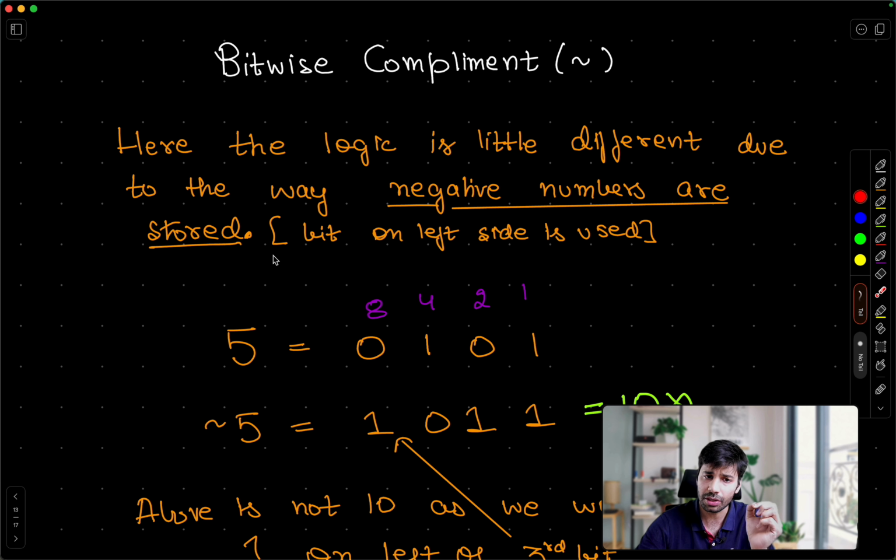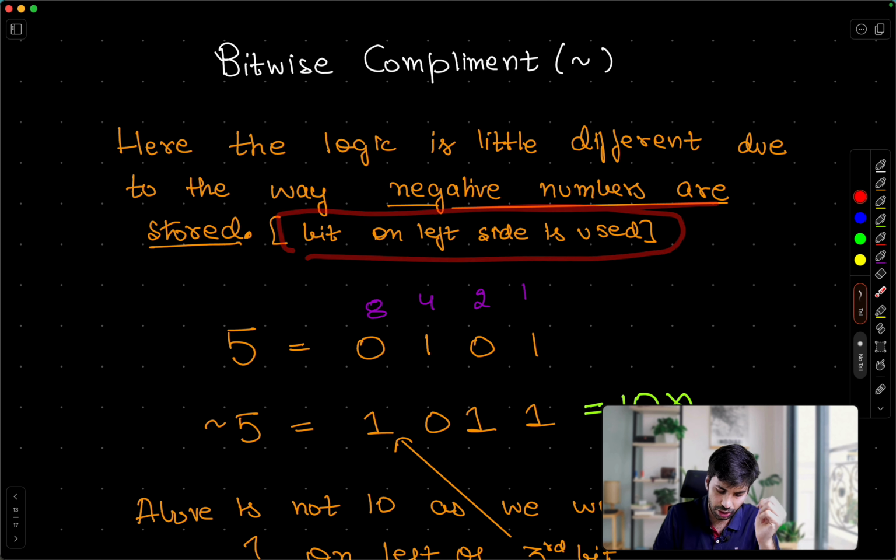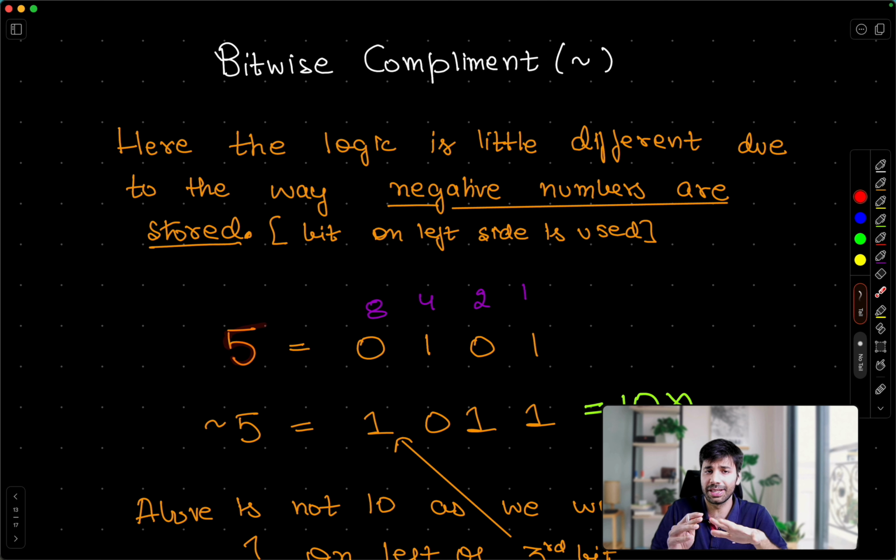Okay, so as I've written here, the logic is a little different due to the way negative numbers are stored. Okay, the bit on the left side is basically used. Now if we do complement of 5, complement is just basically switching, like 0 to 1, 1 to 0. That is what complement is. It is actually a not operator, honestly. Okay, so if you have 5, you're going to change it to 0, 1, 0, 1, like this.